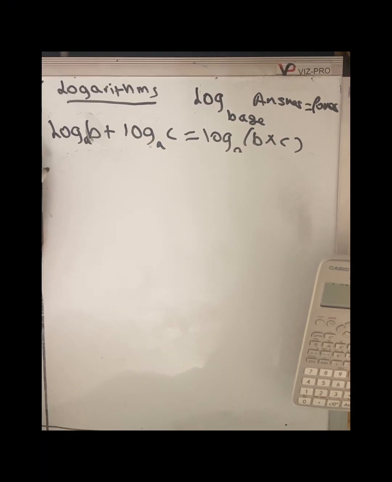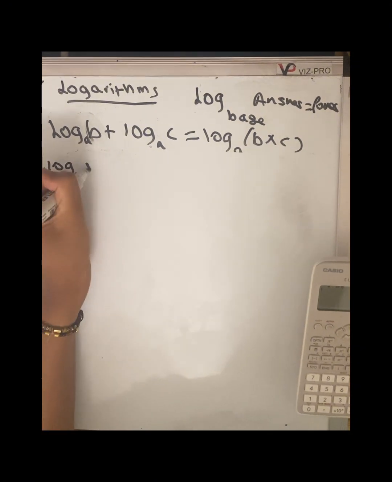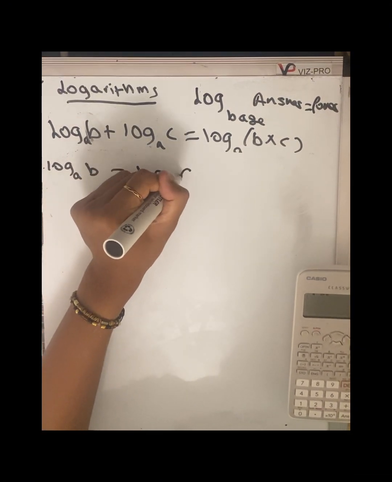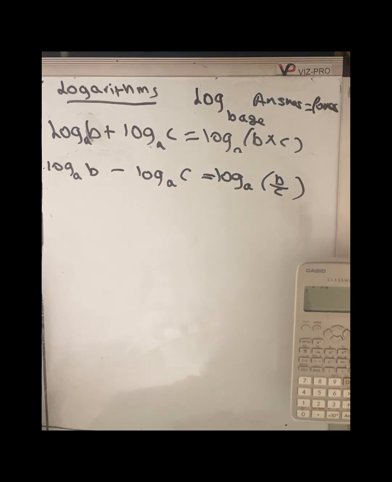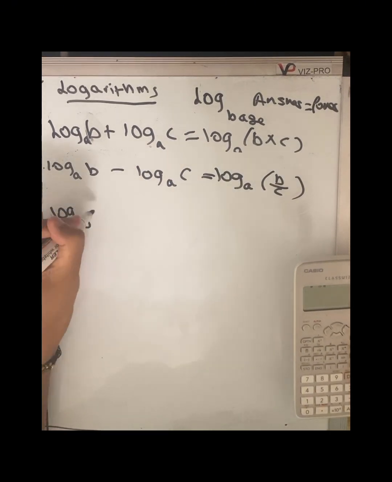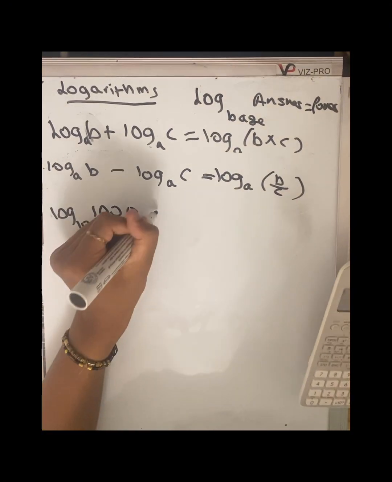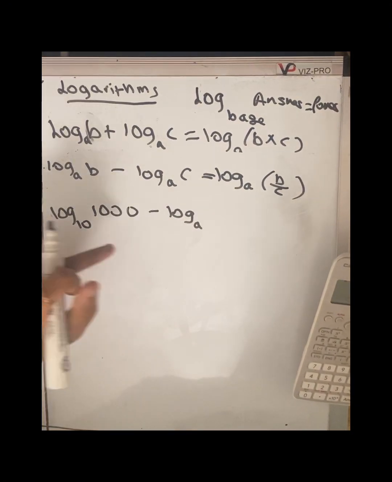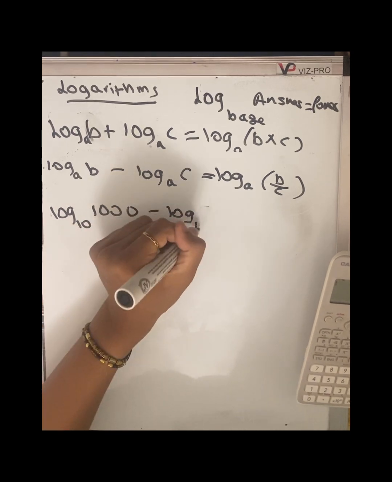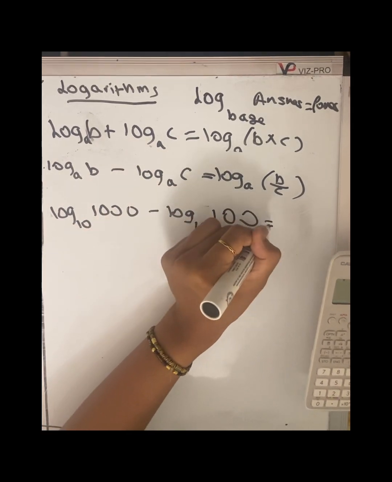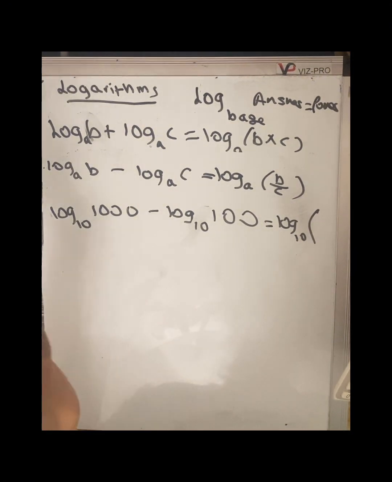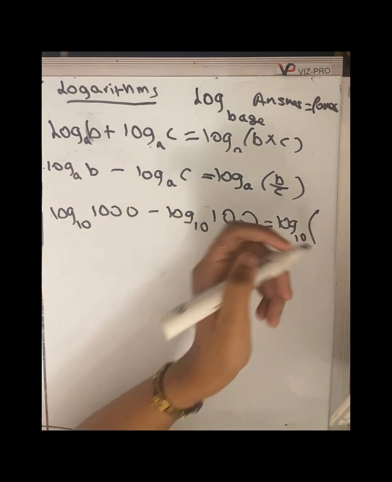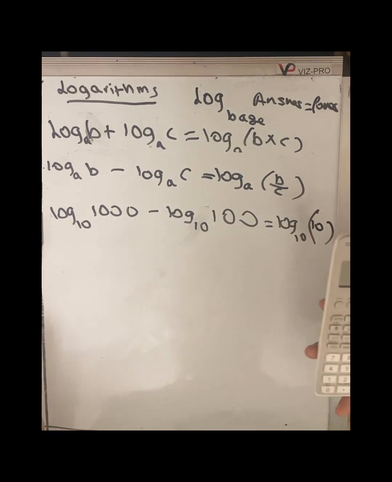Similarly, if we had log base a of b minus log base a of c, that's going to equal log base a of b over c. So using a similar example, log base 10 of 10,000 minus log base 10 of 100 is log base 10 of 10,000 over 100, so log base 10 of 100, which would be 2.